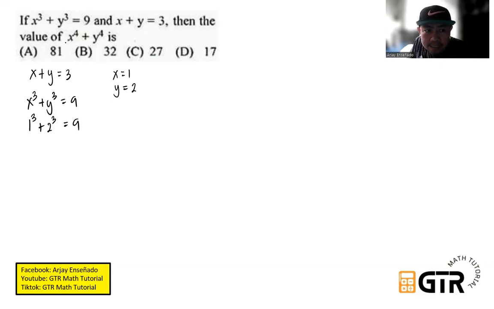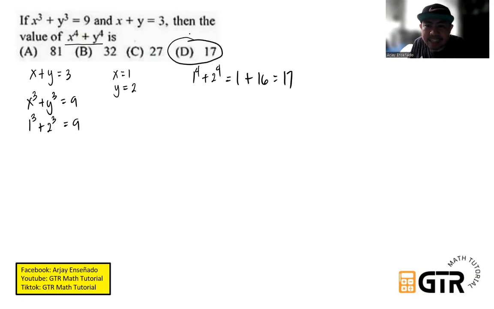So we can easily find the value of x to the fourth plus y to the fourth by substituting 1 and 2. We have 1 to the fourth plus 2 to the fourth, that is equal to 1 plus 16, since 2 to the fourth is 16. Therefore, the answer is 17. So we can easily find the solution, letter D, 17.